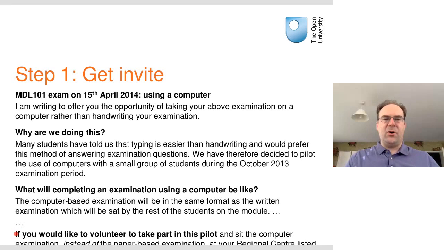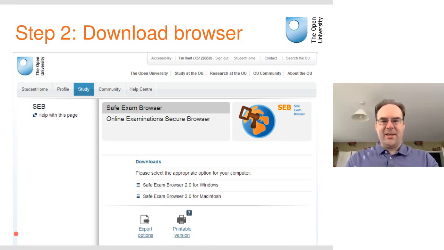Anyway, so from the student's point of view, students on the modules that are taking part in the trial get an email, something like this, though the date would probably say June, saying, because you're on this module, would you like the opportunity to take your exam, type your exam rather than handwrite it? If so, please volunteer. And if they volunteer, they get another email that tells them what to do.